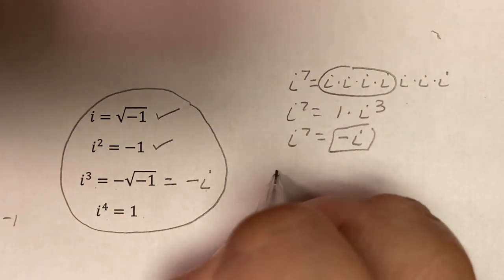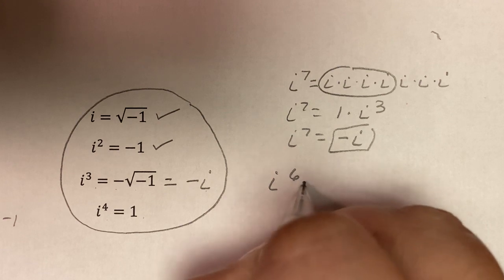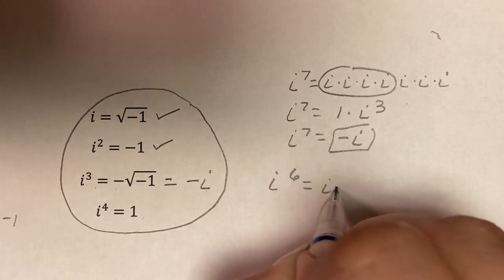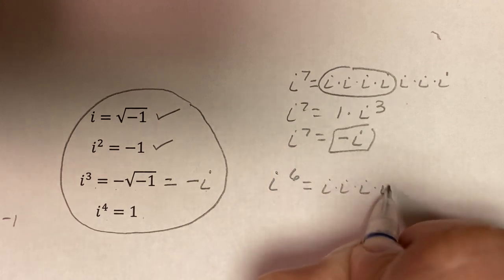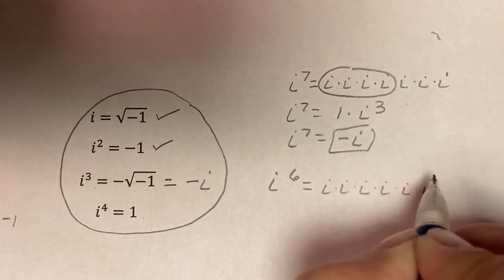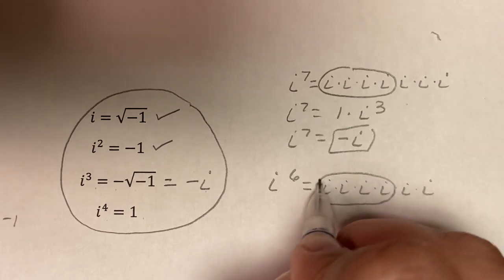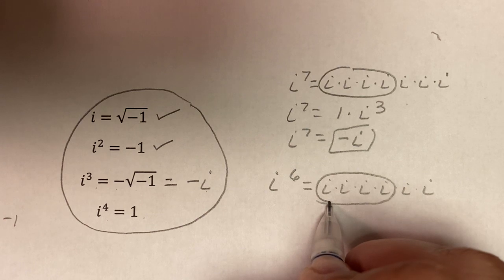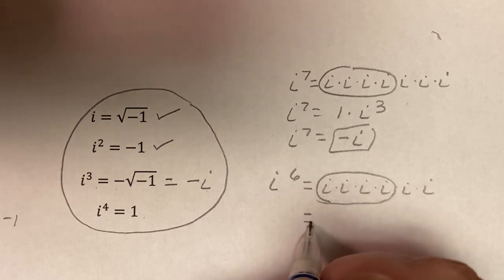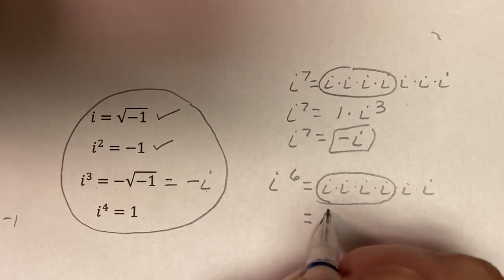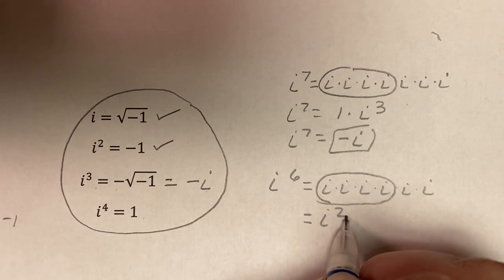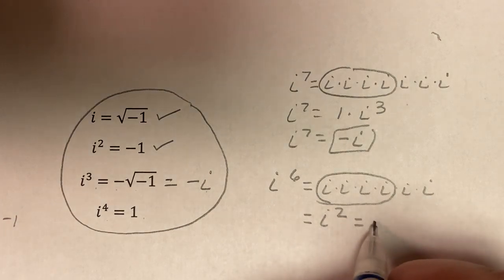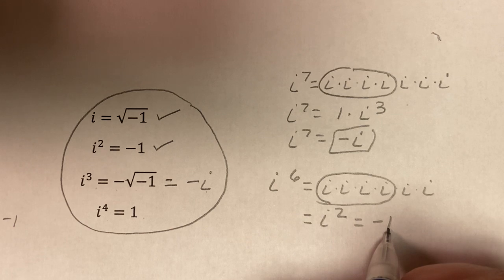If I had i to the 6th power, think of it. It's i times i times i times i times i times i. If I circle 4 of them, they disappear, because that's really 1. So i to the 6th is the same thing as i squared. But what do we know i squared is? i squared is negative 1.